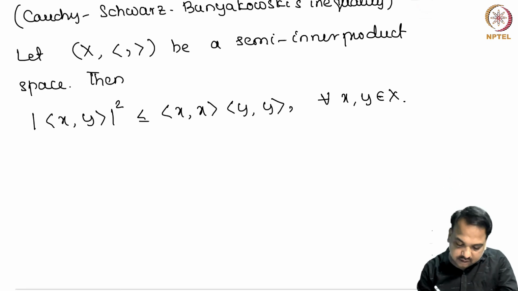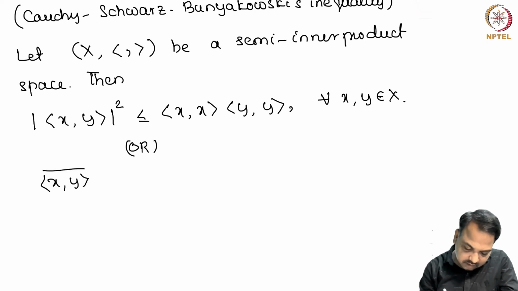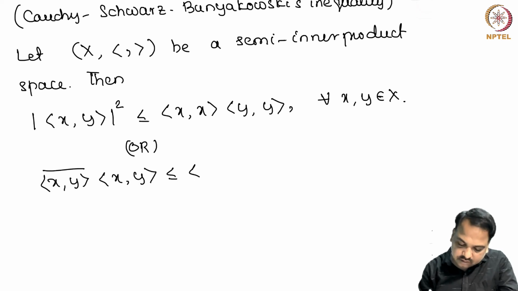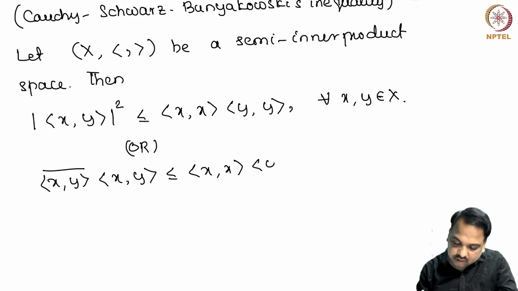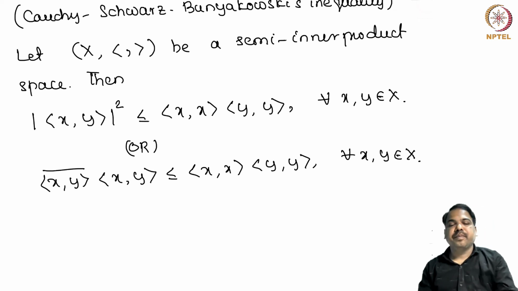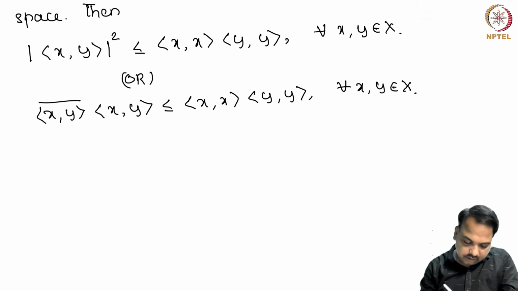Or we can say that this is, semi-inner product of x, y bar, is less than or equal to semi-inner product of x with itself multiplied by semi-inner product of y with itself. Okay. Let us look at the proof.